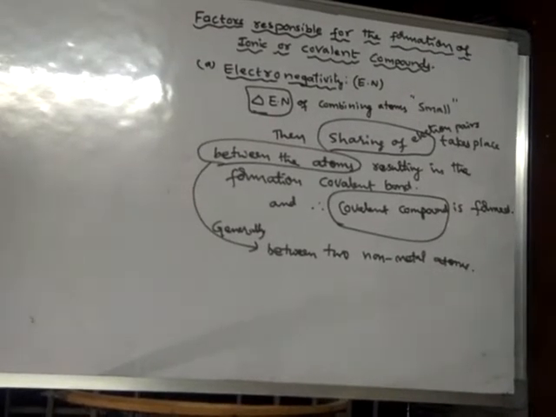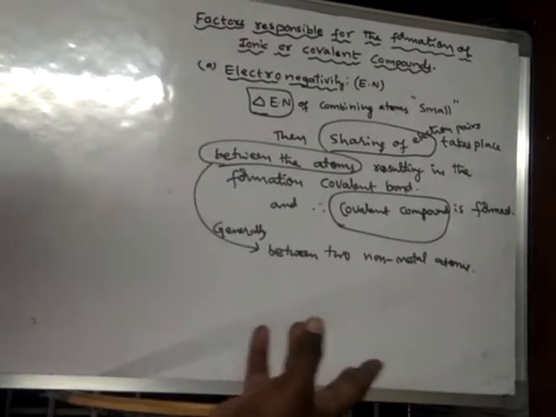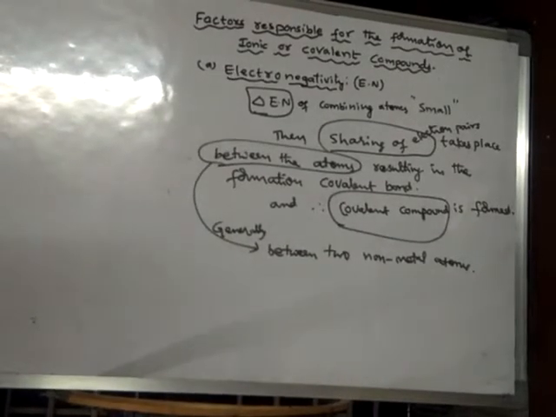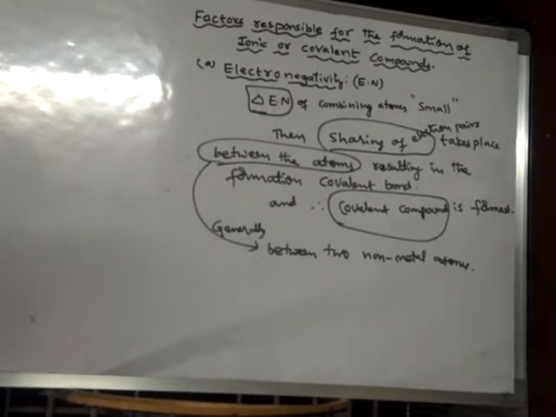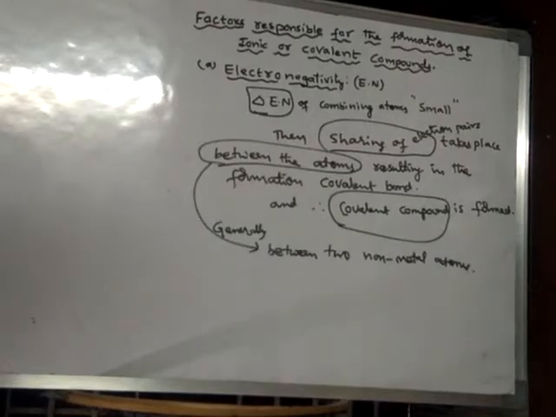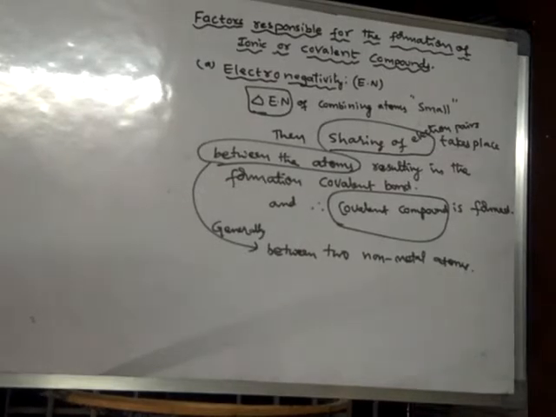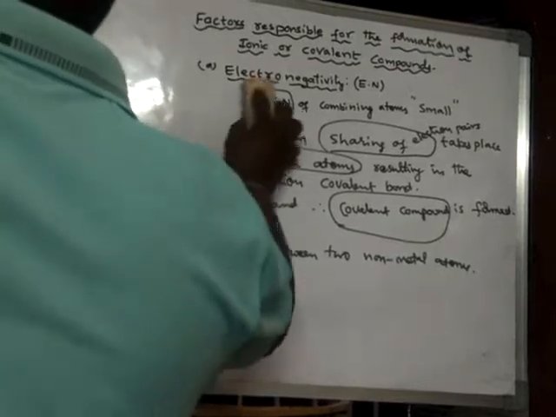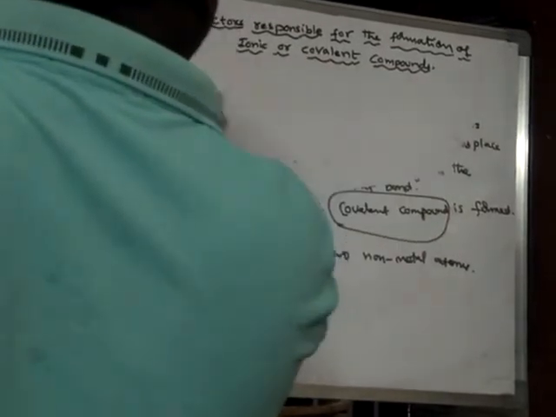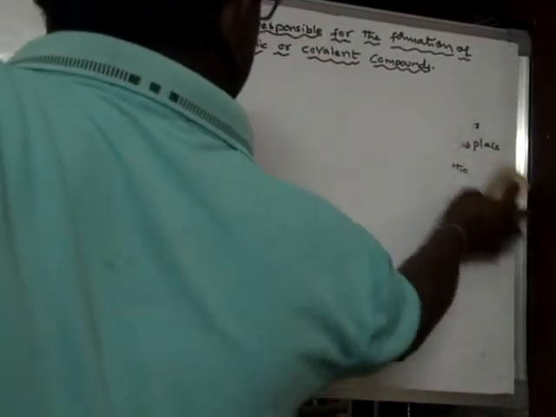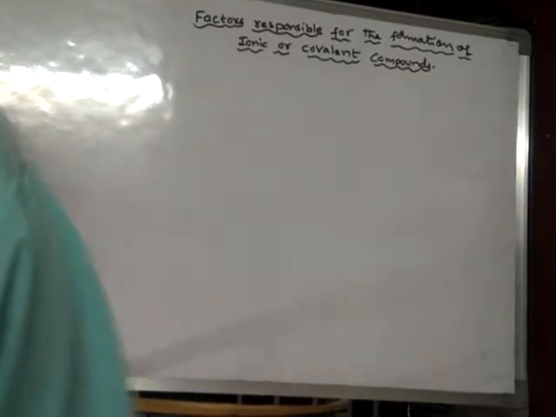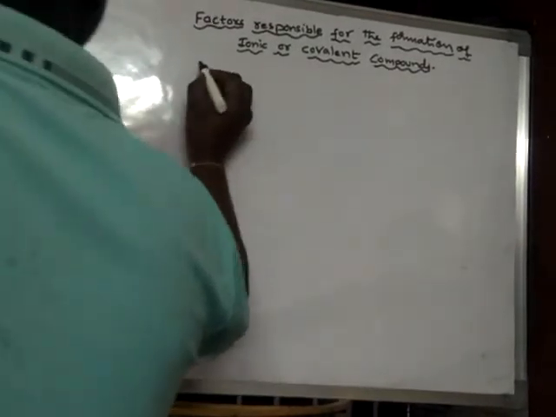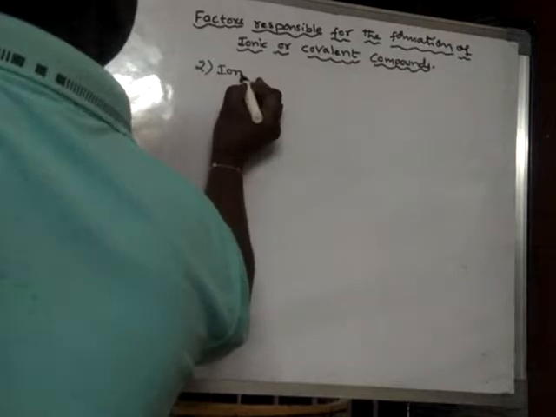That means if the electronegativity difference is high, it forms an ionic bond. If the electronegativity difference between the combining atoms is small, then it forms a covalent bond. Therefore the compounds are ionic compounds and covalent compounds respectively. Right. So what is the next factor? The next factor, the second factor, is ionization energy.